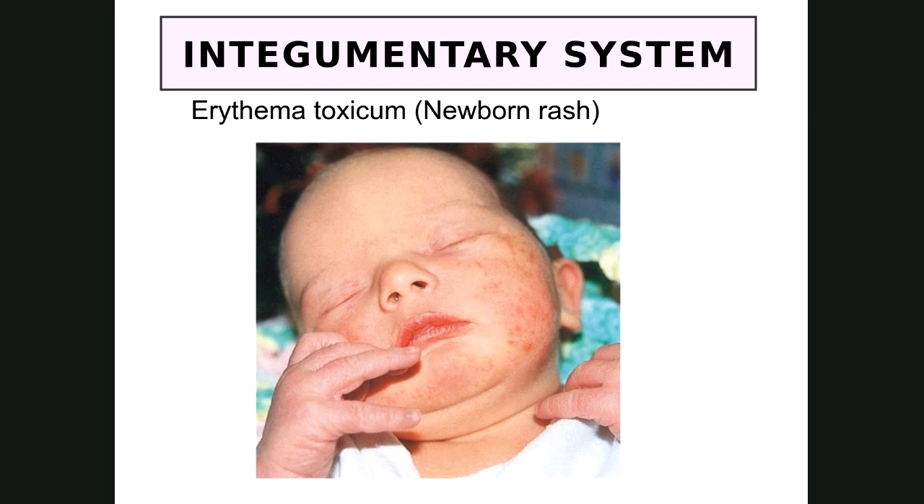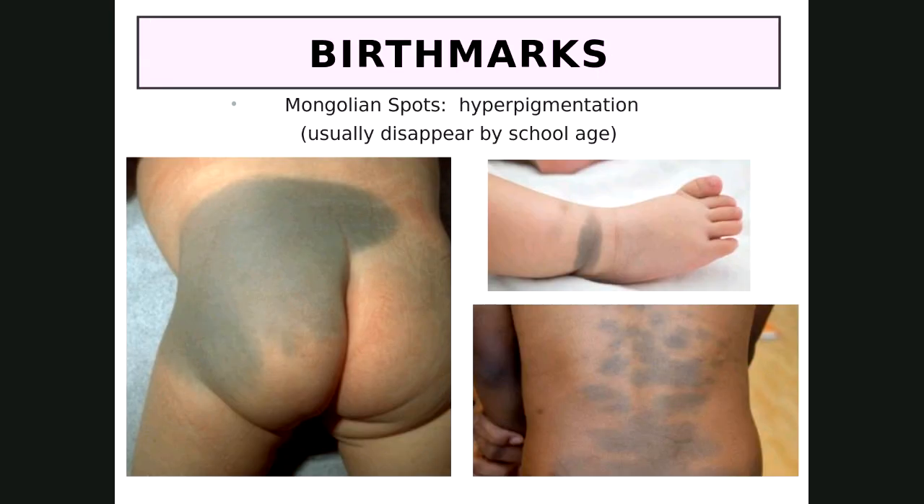This is a newborn rash. Here we have Mongolian spots, right? Hyperpigmentation. It usually disappears by school age. What's important here is, depending on the coloring and the race of the baby, you may or may not see these. Okay, common spots are on the buttocks, maybe on the leg, like that, around the ankle, along the back, maybe the shoulders, okay?